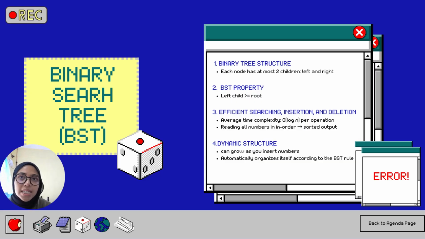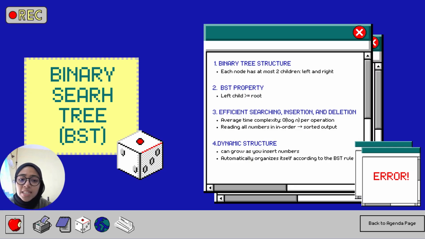The main rule of BST is the left children must have a smaller value than the root, while the right children must have a bigger value than the root. Because of this rule, searching, inserting, or even deleting data can be done more efficiently, with an average time complexity of O(log n).